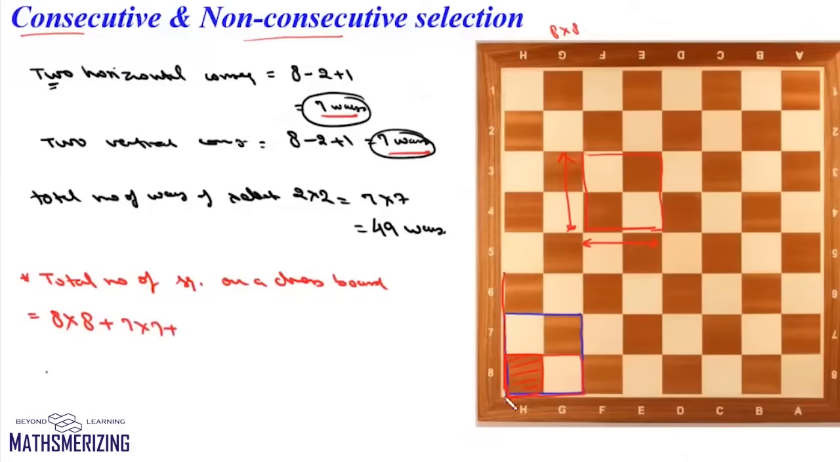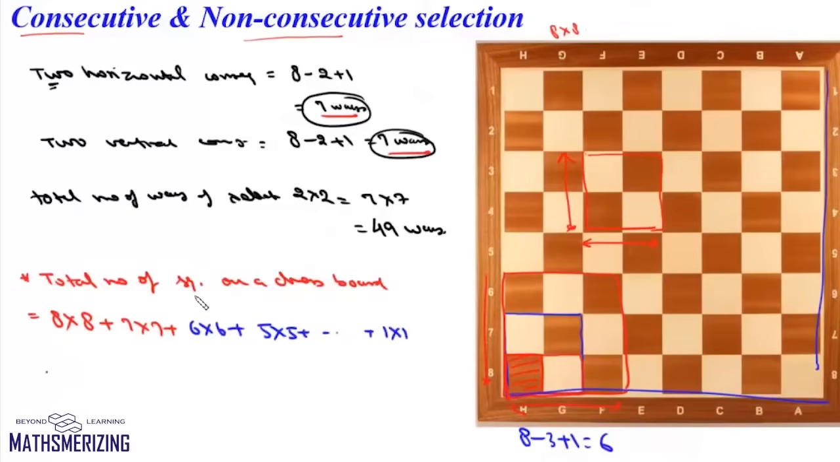What about 3 cross 3? For 3 cross 3, we need 3 horizontally connected and 3 vertically connected. So for 3 horizontally connected, it will be 8 minus 3 plus 1, which again is 6. So it will be 6 into 6. For the next one, it will be 5 into 5. And then finally, it will be all 8 and 8. So there will be 8 cross 8 square, and that is only 1 square. So that is 1 into 1.